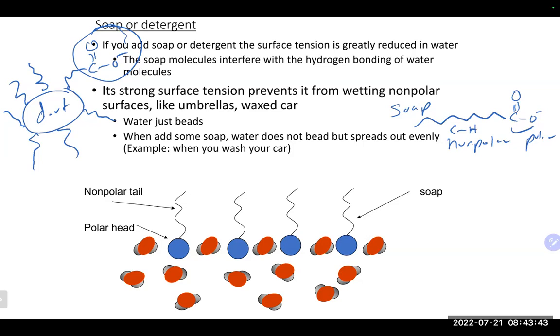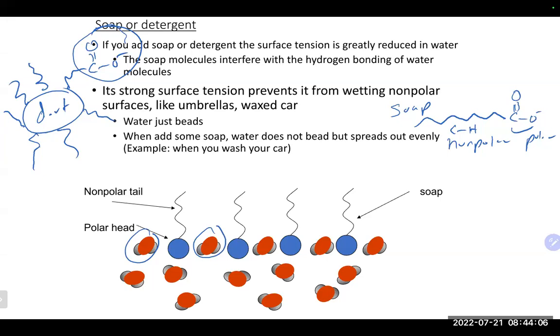And that's because the soap basically gets in between the different water molecules here, and it breaks that surface tension and allows the water to spread out, because the polar side of soap can interact with the water there at the surface, and it allows it really to spread out. Obviously, we could wash it and then dry it and all that good stuff when you do that.